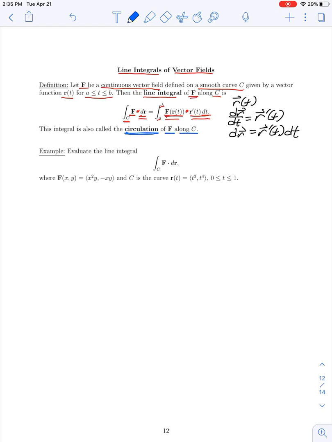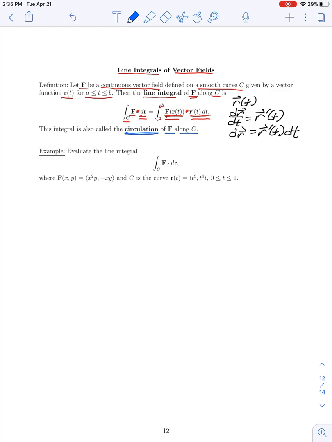Circulation, sometimes also called flux, but we'll define another expression for flux a little bit later in this chapter. So here we use circulation for this integral of a vector field over a curve. So let's look at one example of this, and then we'll think about what this line integral of a vector field might represent, how we can think about it.